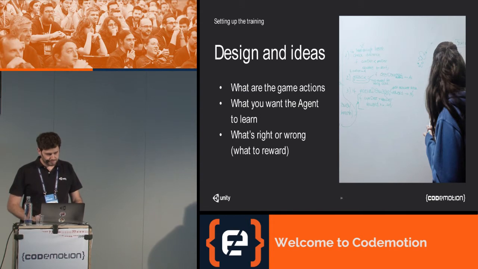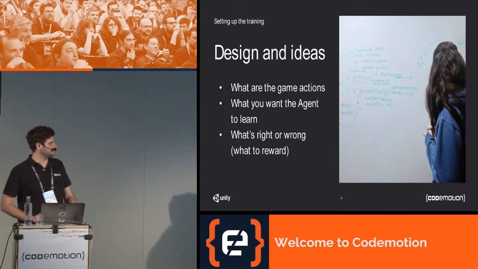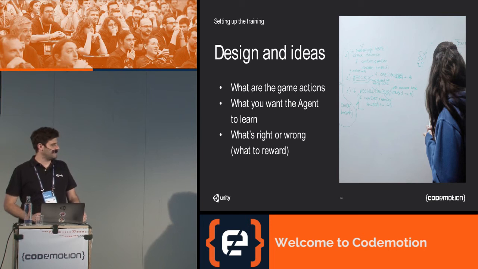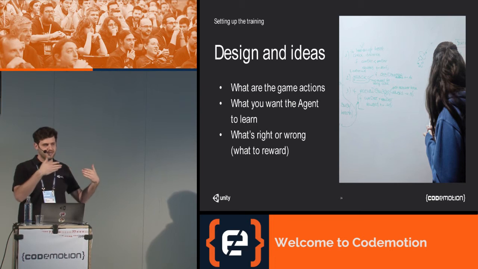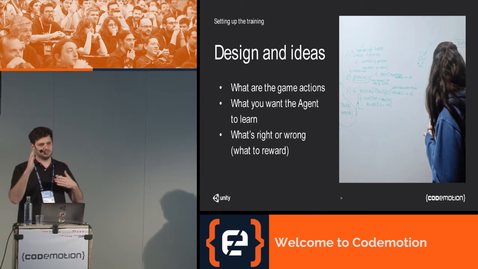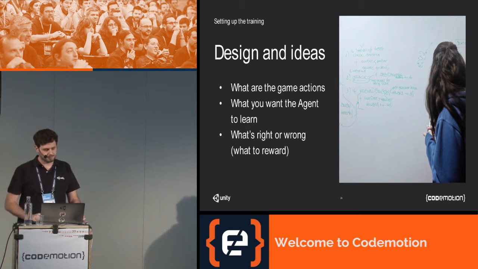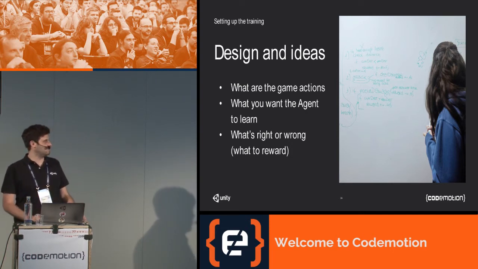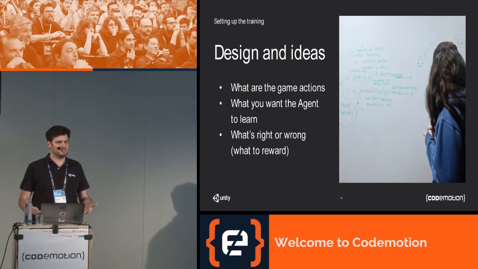So when we set up the training, the first process that we had to go through was, what are the game actions? And as I said, I wanted to keep things very simple. So again, there's one action, which is the movement on the x-axis. One action is the movement on the y-axis, and the other action is the attack. And then you need to think about what you want the agent to learn. What we wanted the agent to learn was to basically survive, as I said.